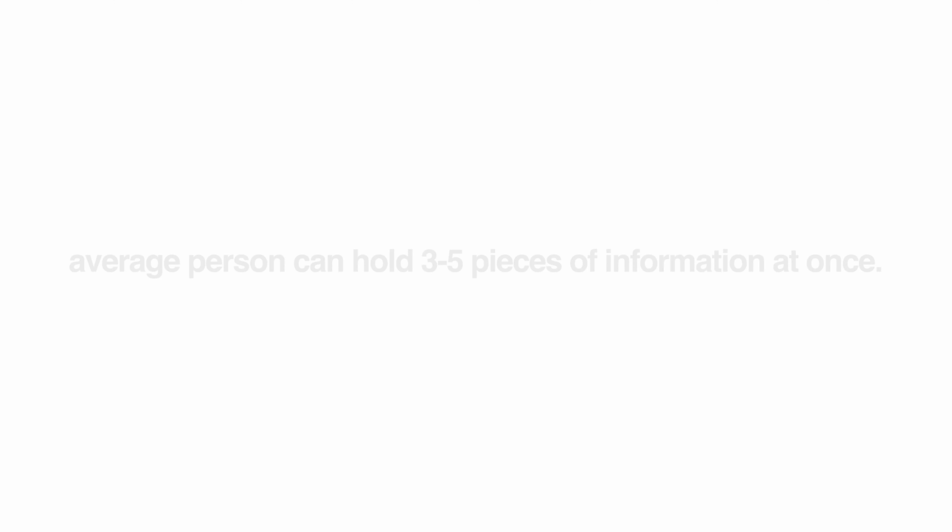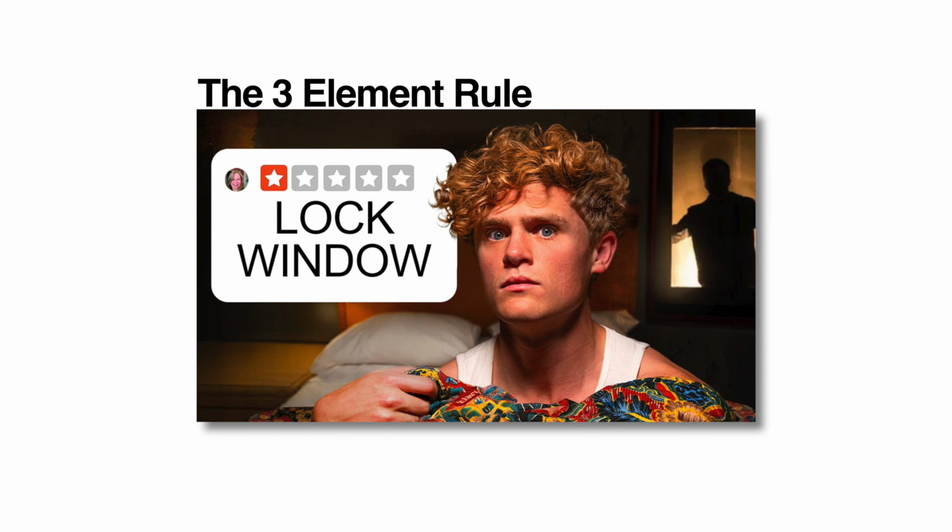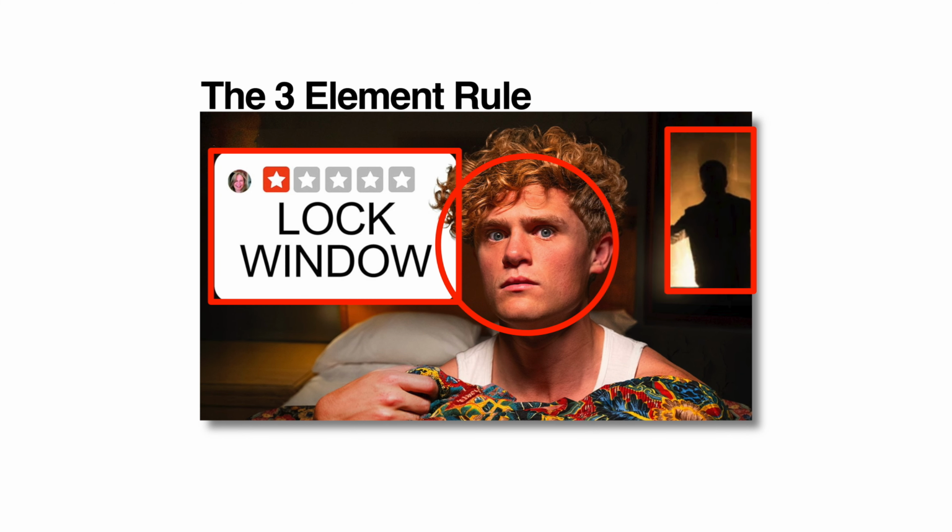Too many elements. Now, the average person can only hold 3 to 5 pieces of information in their short-term memory. And if there's any more, this increases cognitive load, making information harder to process. Which is why, if you're creating thumbnails, I always recommend you follow the 3-element rule. Have 3 elements that grab the viewer's attention and provide context for what the video is about, and that's it. And by having fewer elements, it also means each one carries more weight, making expressions and emotions and curiosity gaps stand out much more powerfully.